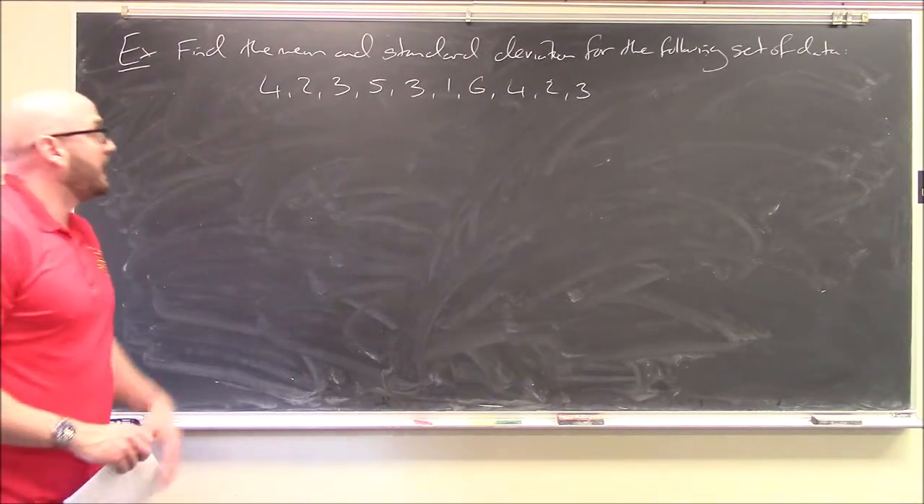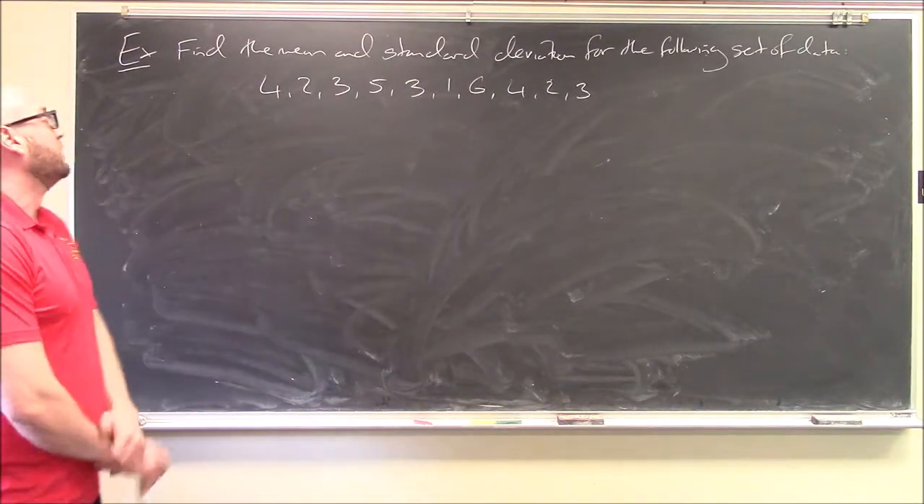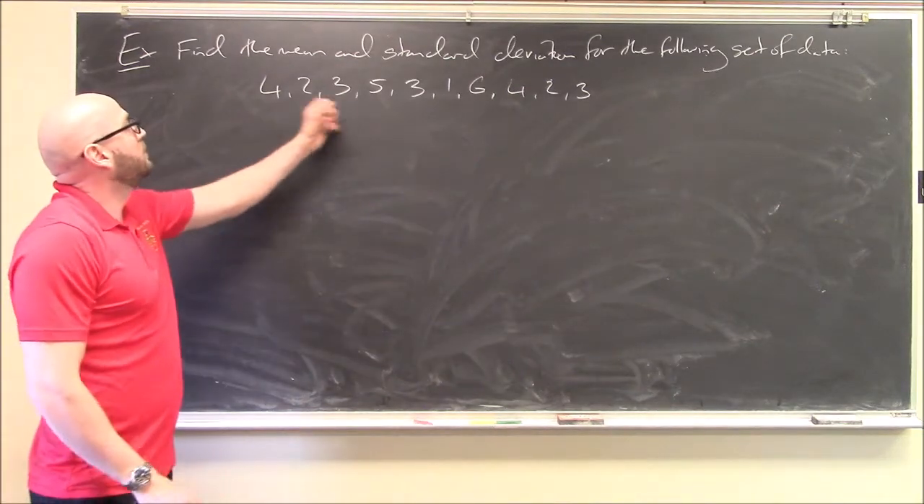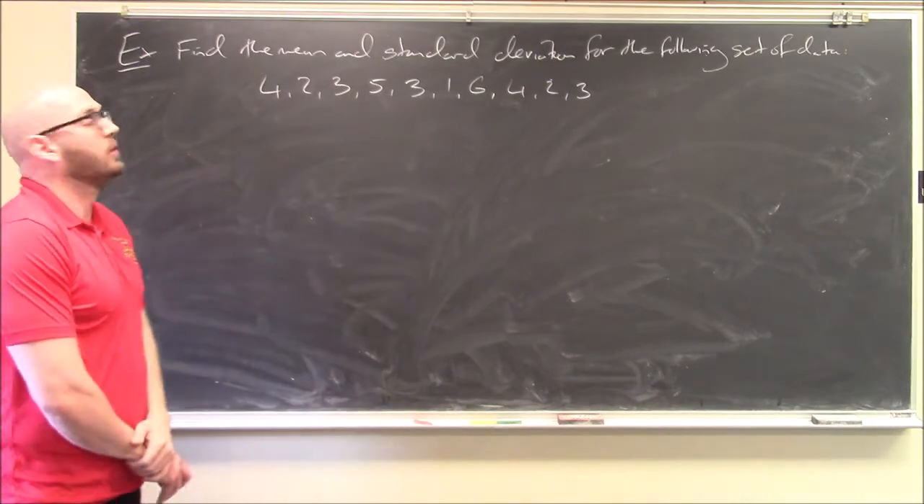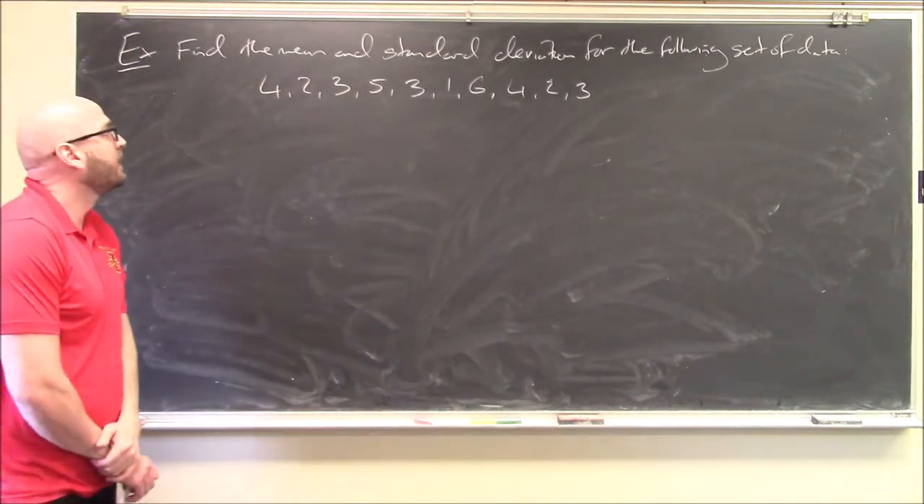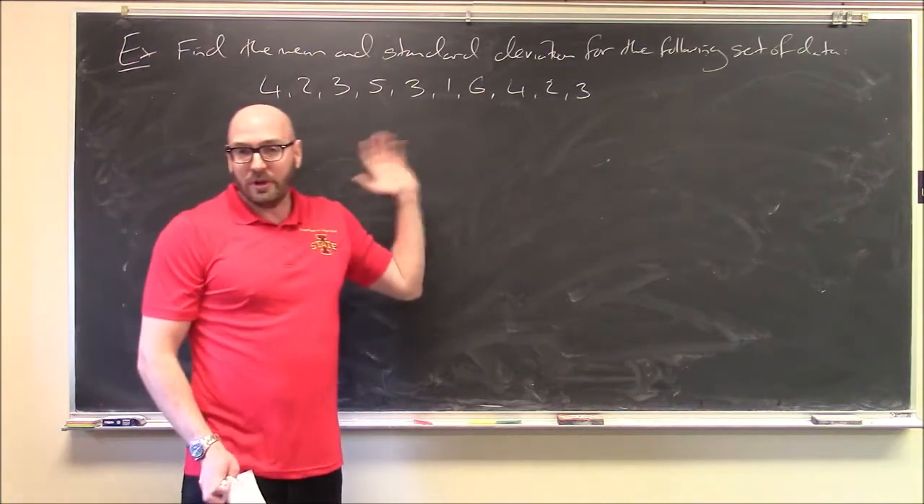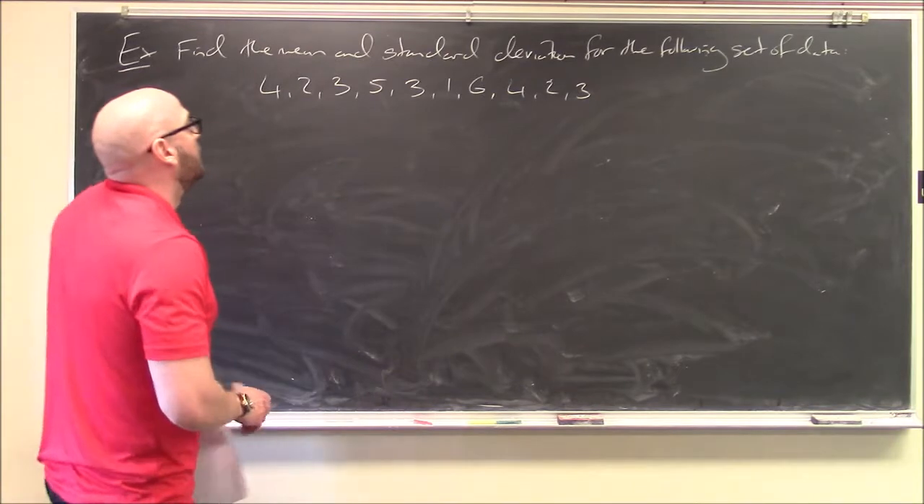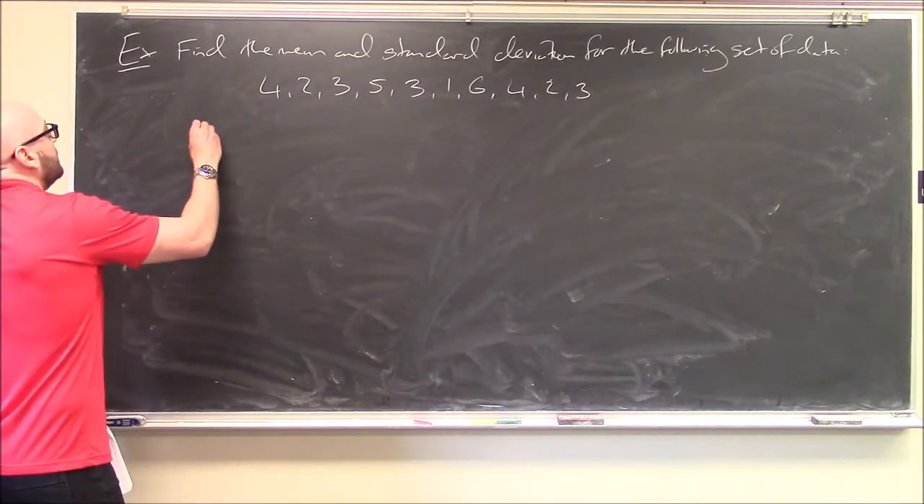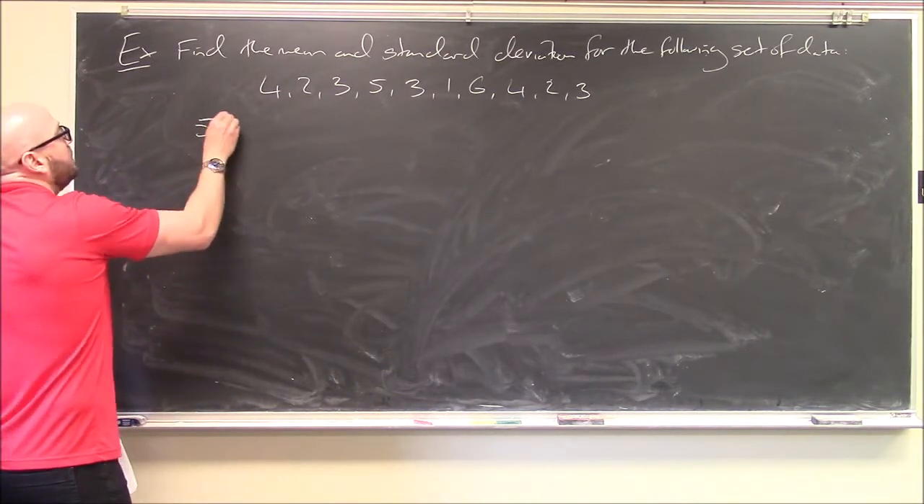Alright, so here's the question. Find the mean and standard deviation for the following set of data. The data is 4, 2, 3, 5, 3, 1, 6, 4, 2, and 3. If I was going to find the median, I would have to order this, right? It would have to be an ordered list, so I'd have to reorder this in terms of increasing size. But to find the mean, I don't have to worry about that.